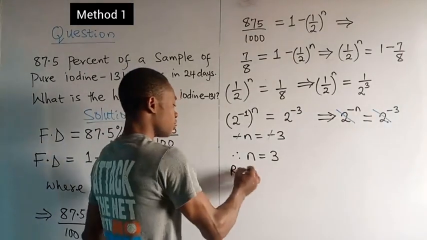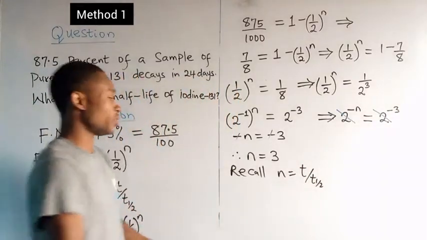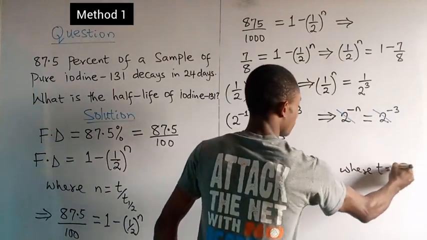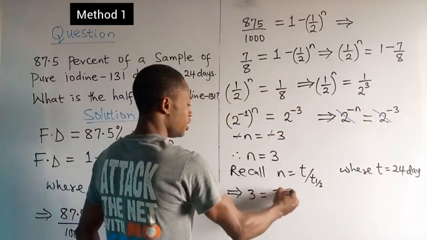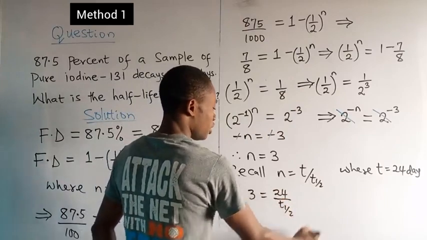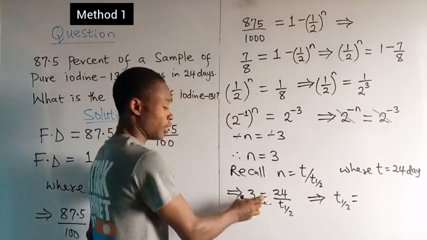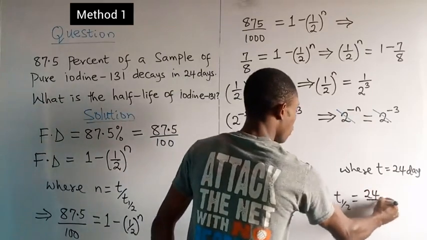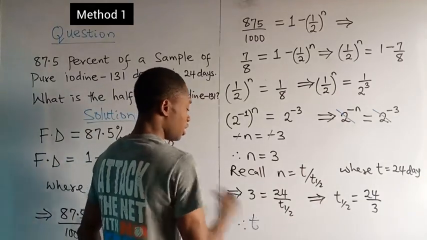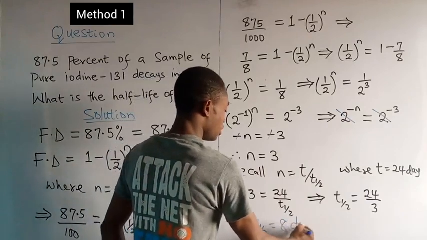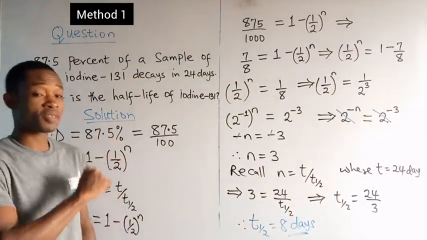Recalling that n is equal to t over t half, and we know our t from the question, where t is equal to 24 days. The implication is that n is 3, so 3 equals 24 divided by t half. It implies that t half will be equal to, you cross multiply, divide both sides by 3, so 3 comes under here, 24 over 3. In conclusion, therefore, t half, the half-life of this decay process, is equal to 8 days. This is how we deal with this question using the first method here.